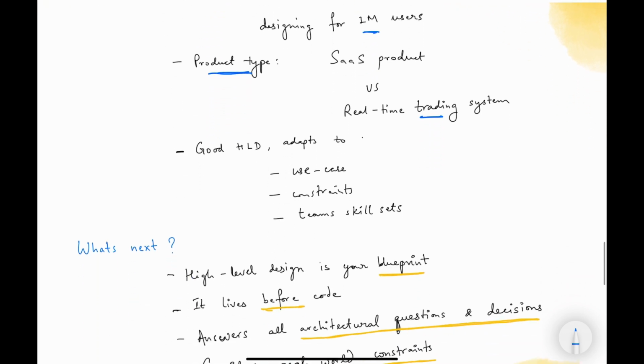And the final point that I see a lot is, a good high level design mostly takes care of these three pointers. It adapts to our use case. It adapts to the constraints that we have. And it is always adaptable to the team's skill sets. So we are not married to one language or one tech stack or one framework. A good high level design always adapts to the team's skill sets.